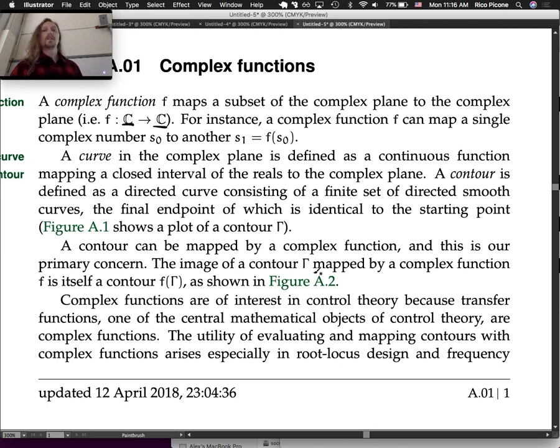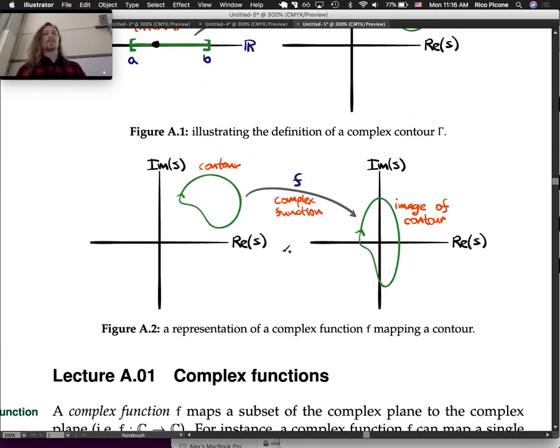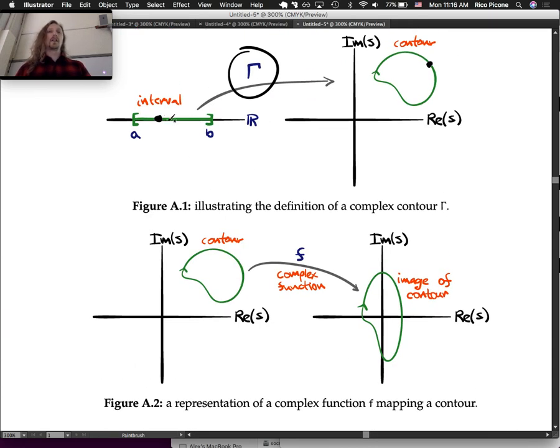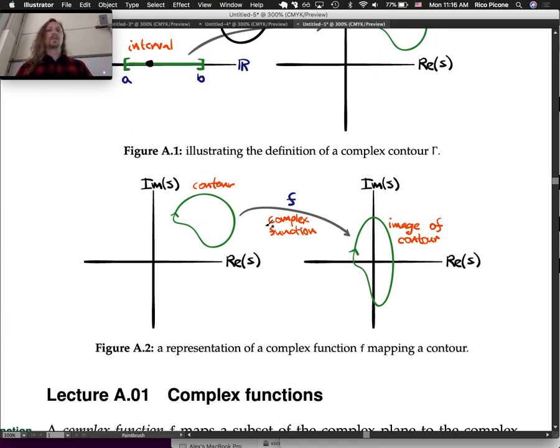The image of a contour, gamma, mapped by a complex function f, is itself a contour, as shown in figure A2. So not only can you take a real interval and make it a contour, you can take a contour and map it via a complex function to another contour.